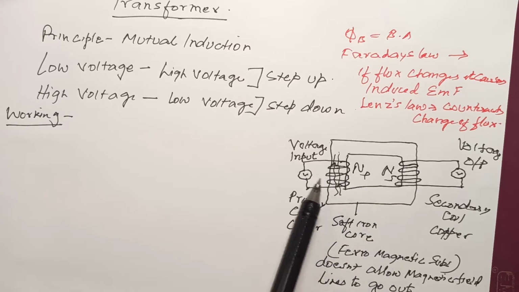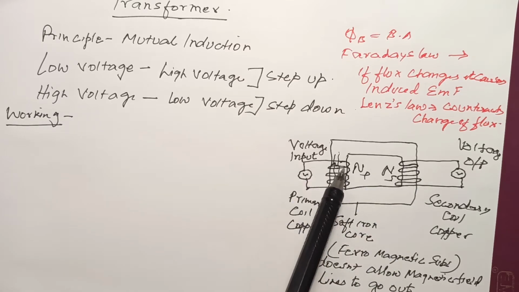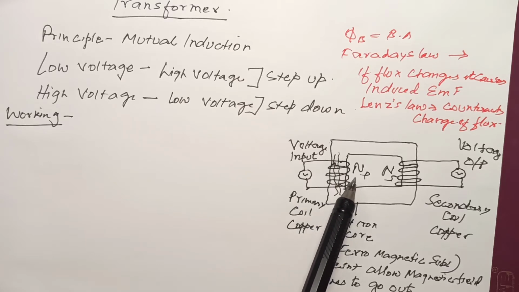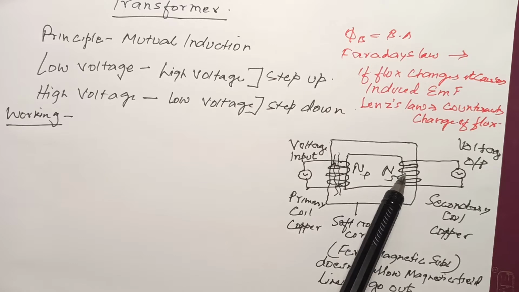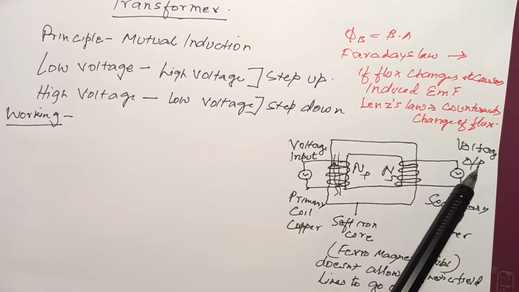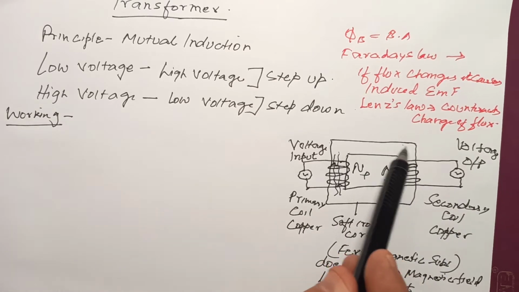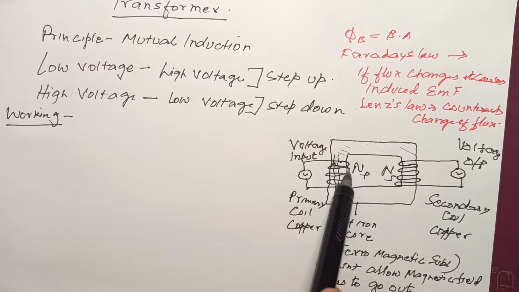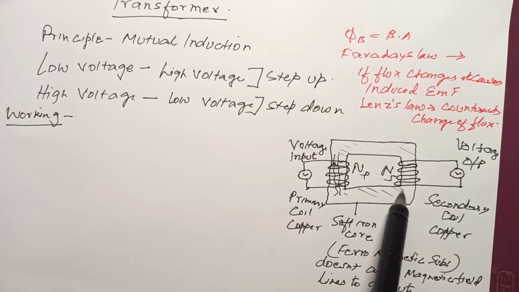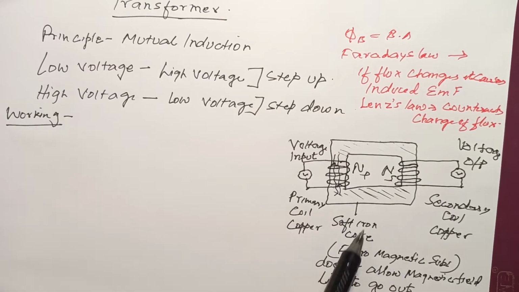In this transformer, the voltage input is on one side, and let's say the number of coils here is NP. On the other side you have the secondary coil, which is connected to your voltage output. Now this whole material is a soft iron core.